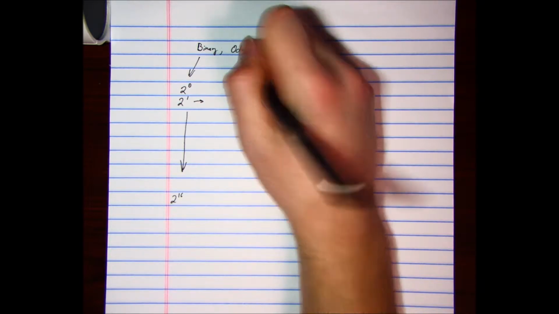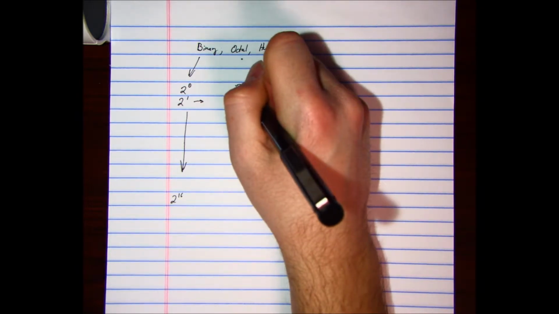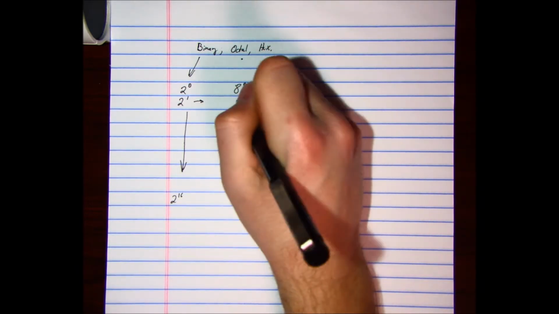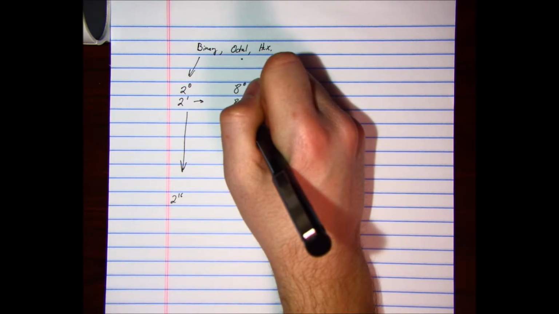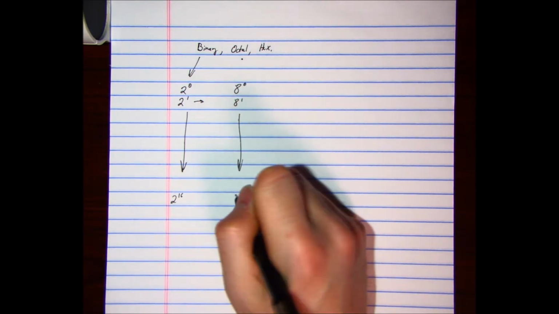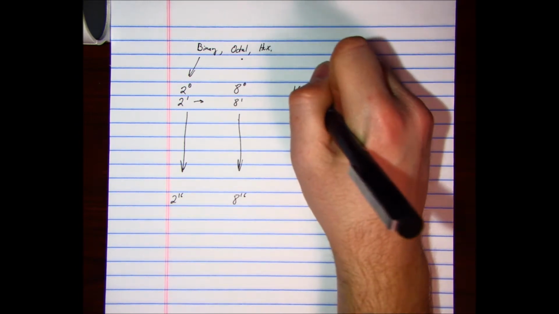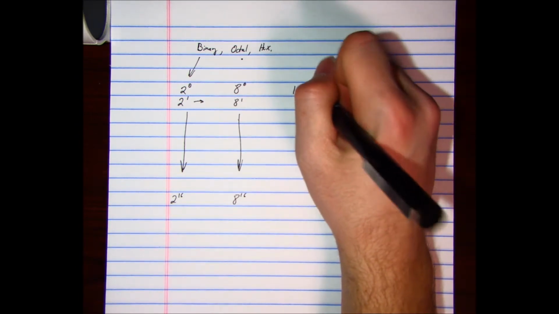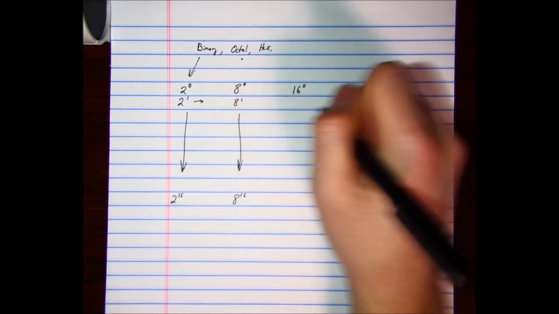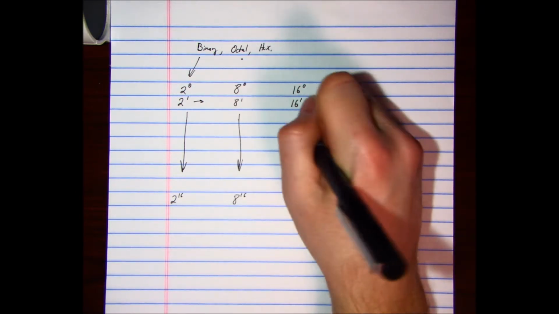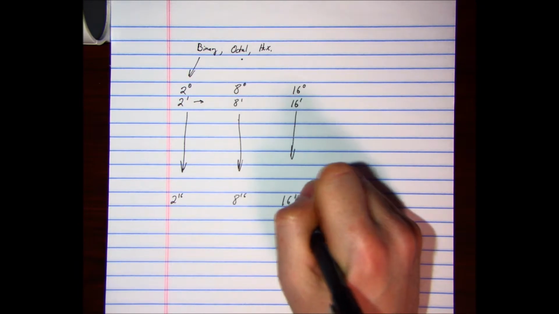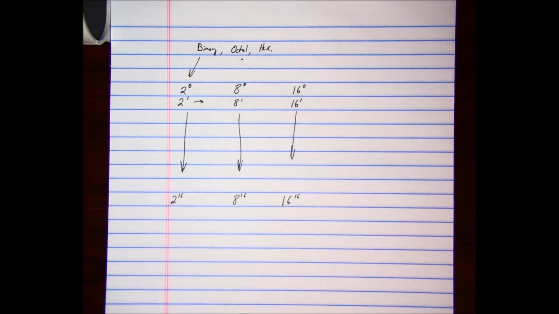Octal will go, because it's a base 8, of course, it'll do the same thing. 8 to the 0, 1, all the way up to 8 to the 16th. Hexadecimal is a base of 16. From there, we'll do again 16 to the 0, 16 to the 1, all the way up to 16 to the 16th.